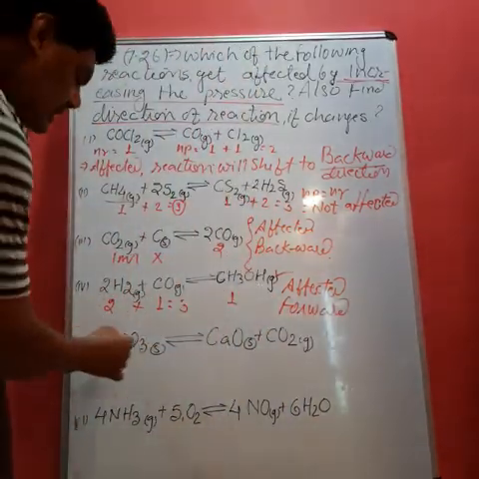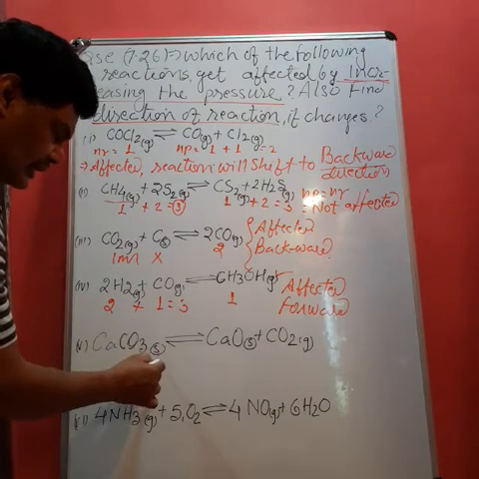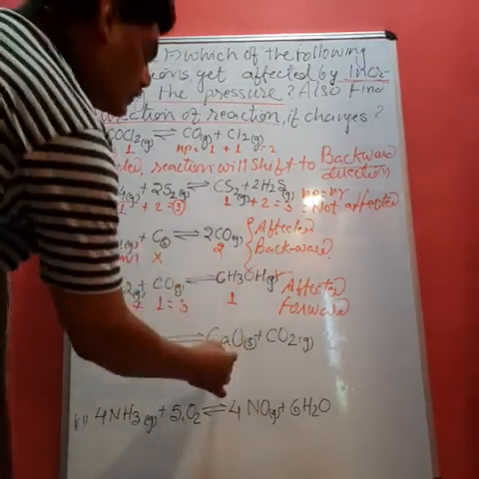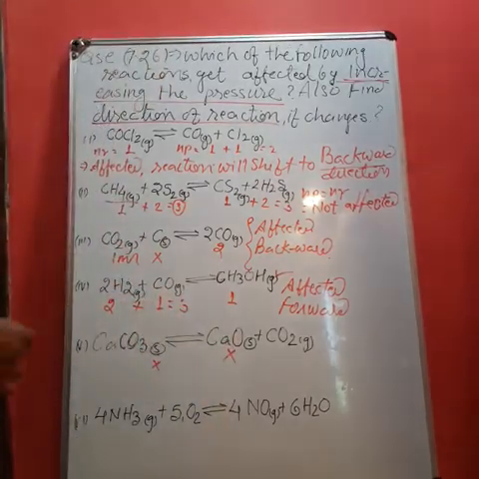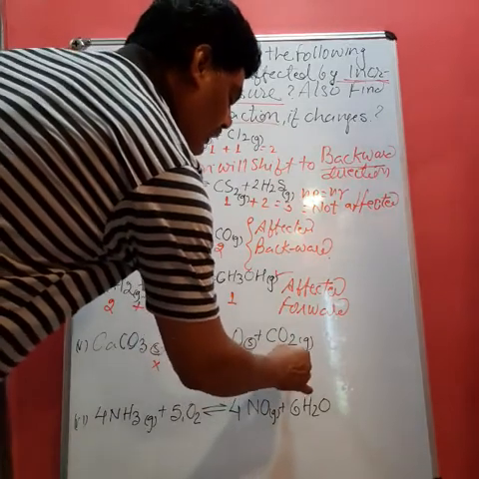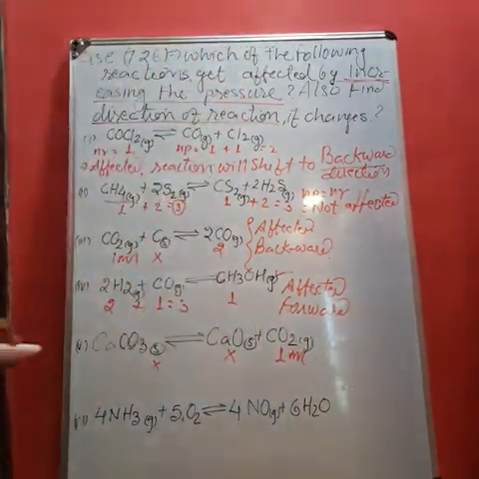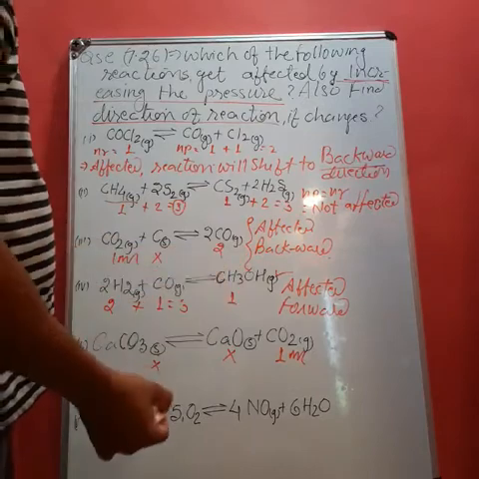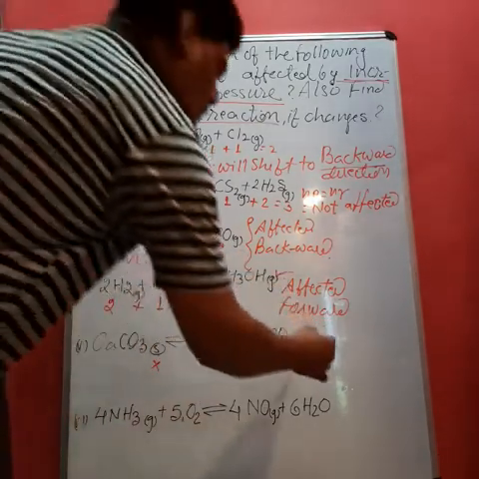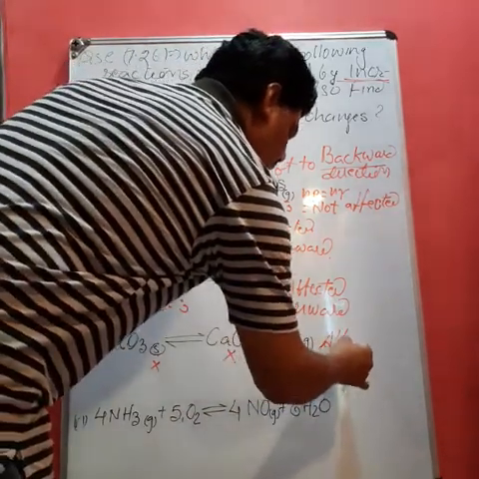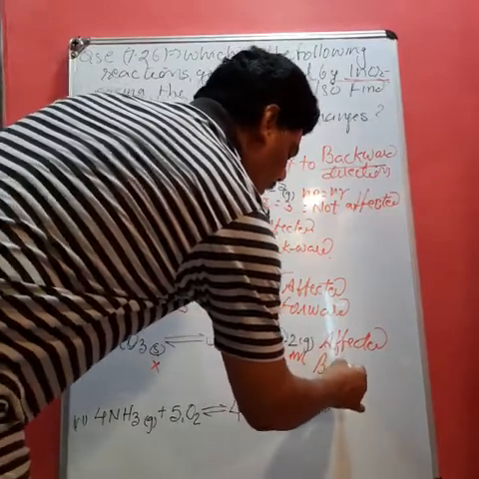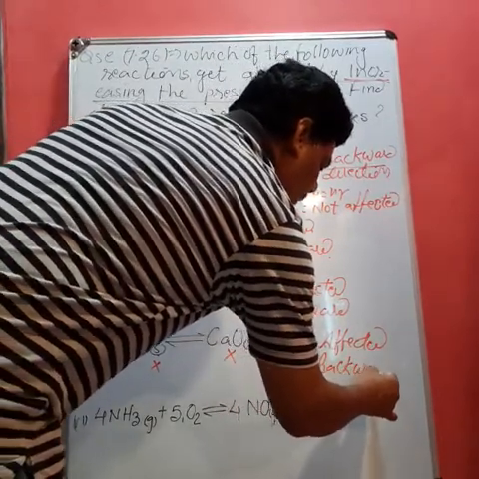Next question, calcium carbonate. Now it is given as solid, so we need not consider it. Again calcium oxide in the product side is given as solid, so we need not consider it. But one more species is there which is in gaseous form, and 1 mole is there. That means on increasing the pressure, the reaction will shift to the backward direction. So we can write the answer: the reaction is getting affected, and it will shift in the backward direction.